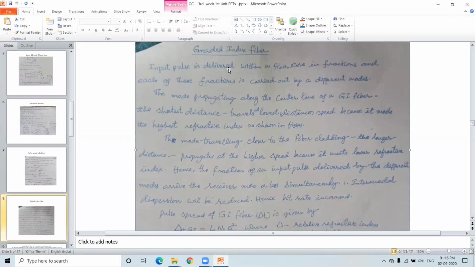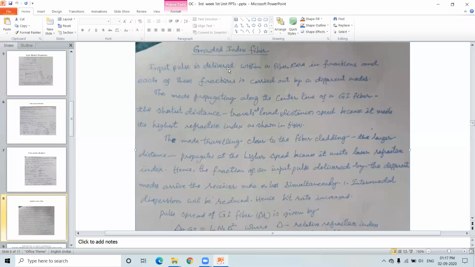Therefore, how did we calculate the pulse spread in the case of the step index multimode? Tc minus T naught, right? Tc minus T naught in the earlier case. If we make them reach simultaneously, then Tc minus T naught obviously becomes less, because more or less they are reaching at the same time. That is possible by making variations in the velocities of each mode. That is what the graded index optical fiber is.